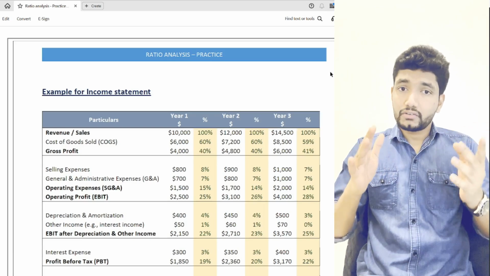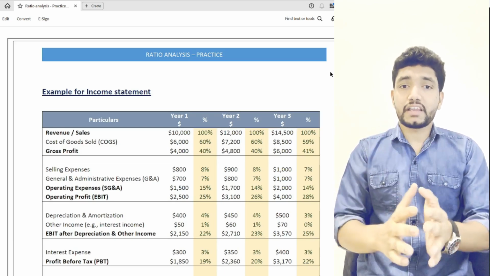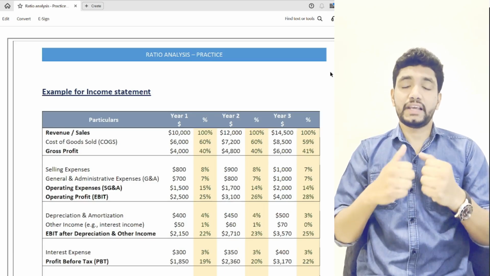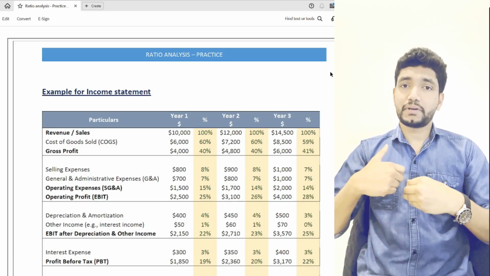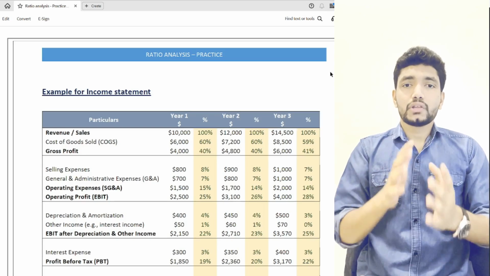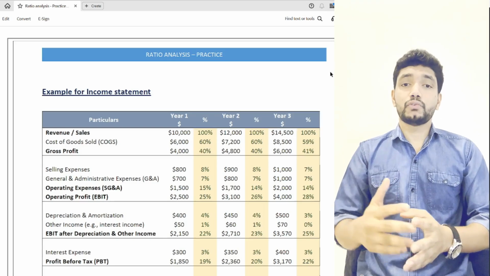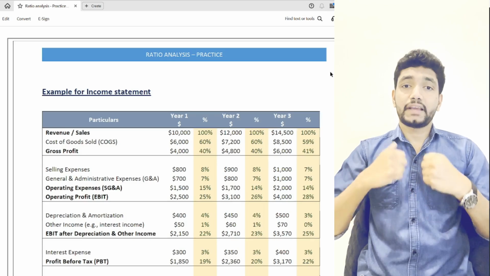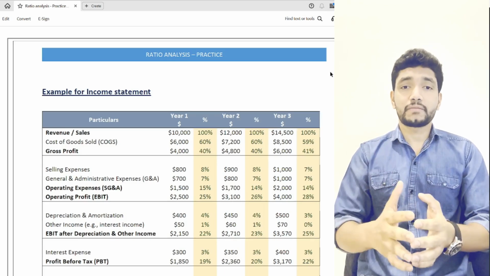In today's tutorial, we are taking an income statement and balance sheet as a reference, as an example, and we are going to prepare the complete ratios from that income statement and balance sheet. This tutorial will help you practice more ratio analysis questions and also get more familiarized with the income statement and balance sheet.